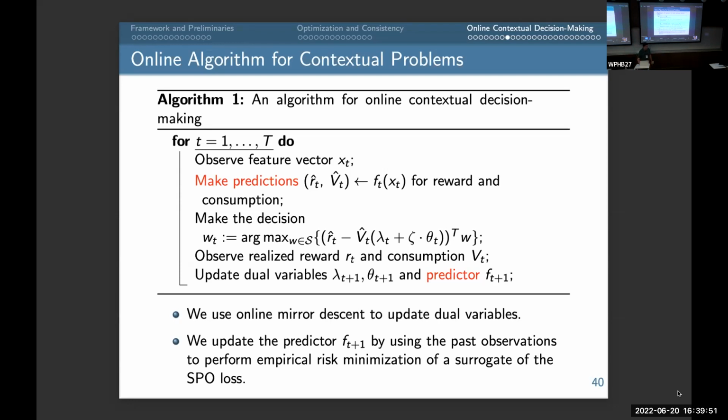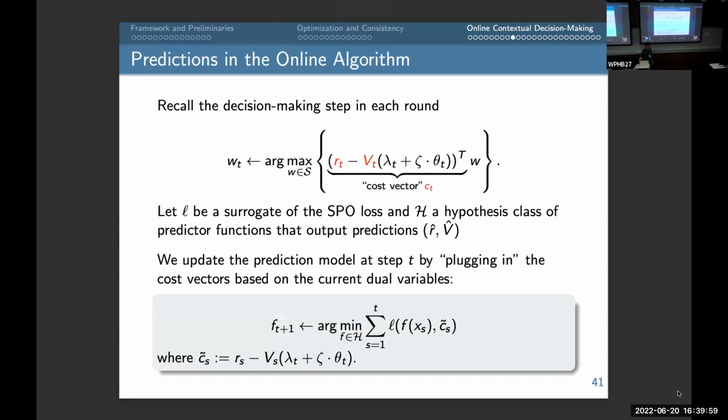Is the regret here calculated in terms of just the regret in terms of reward, or the regret in terms of reward plus the valuation? Let me get to the regret bounds right now.